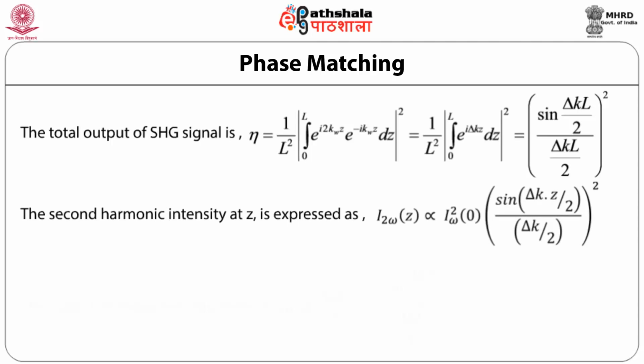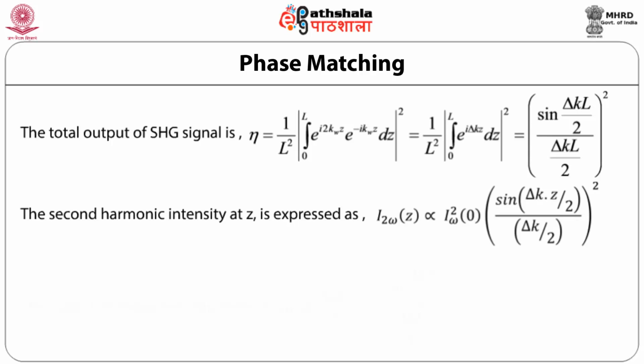The second harmonic intensity at z can be expressed as I 2 omega is directly proportional to I omega 0 square times the bracket sine of delta k z by 2 divided by delta k z by 2, bracket squared, where I omega 0 is the incident intensity. So the maximum intensity is achieved for identical phases.